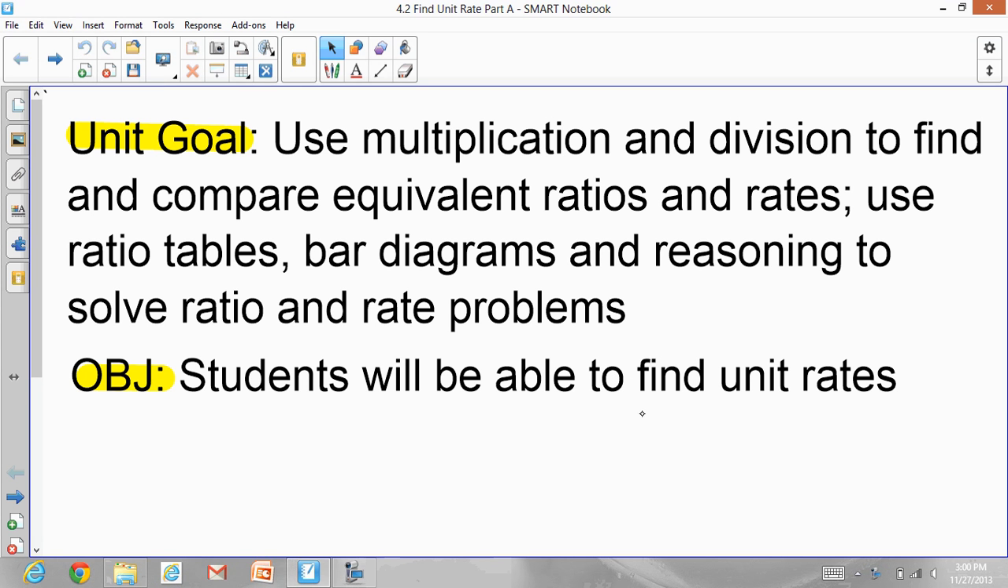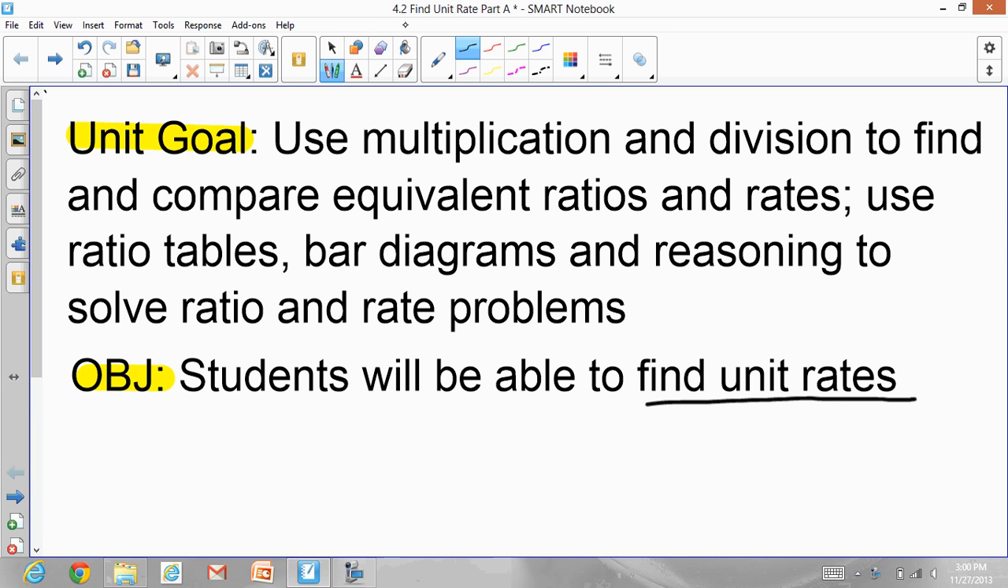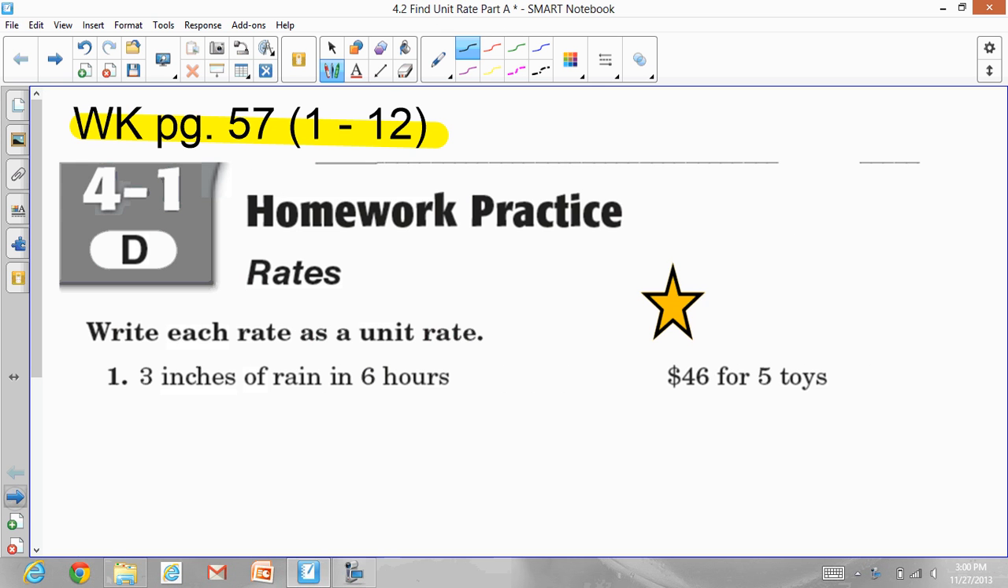Today you will learn how to find the unit rates. And this is 4.2, find unit rate. Now focus on this question. Write each rate as a unit rate.